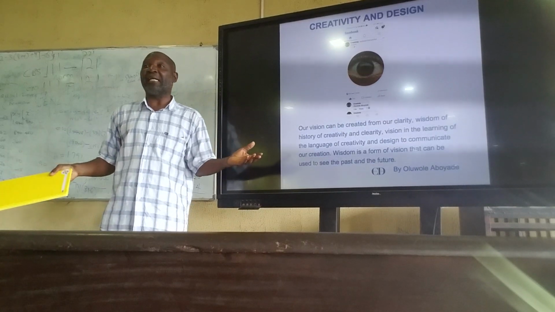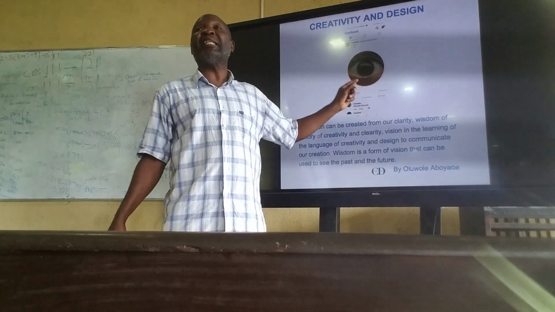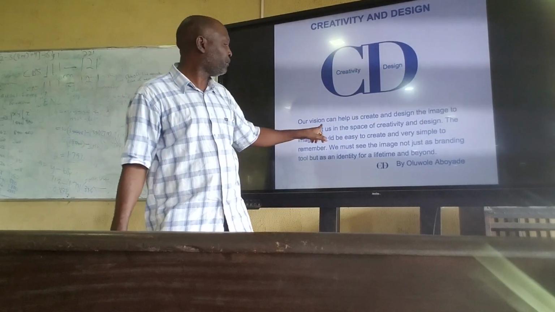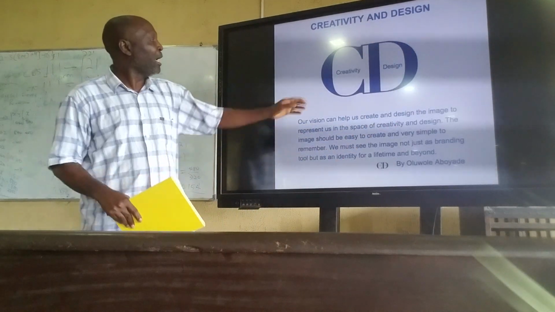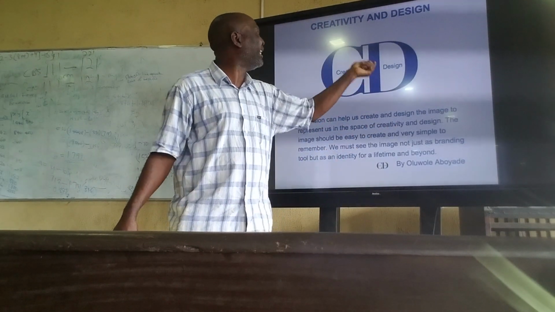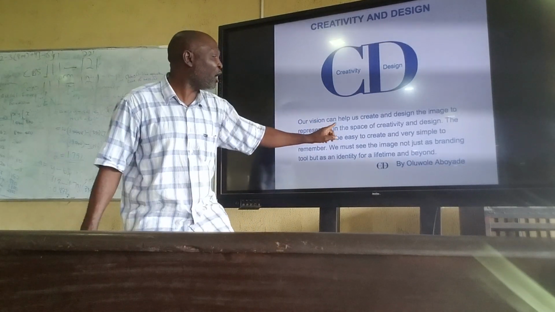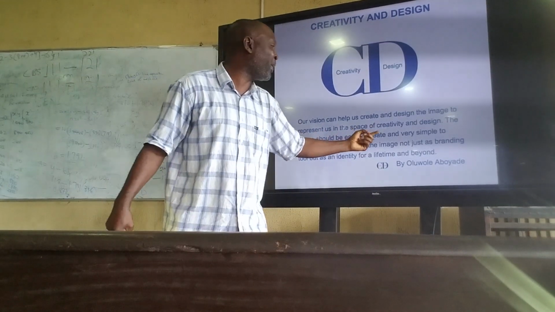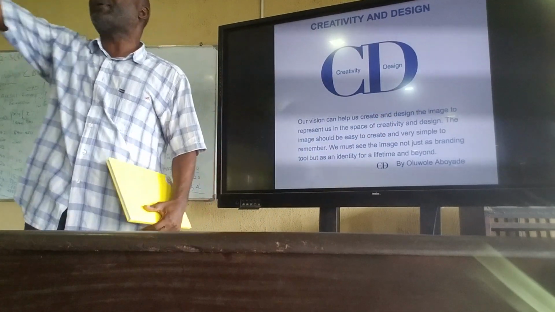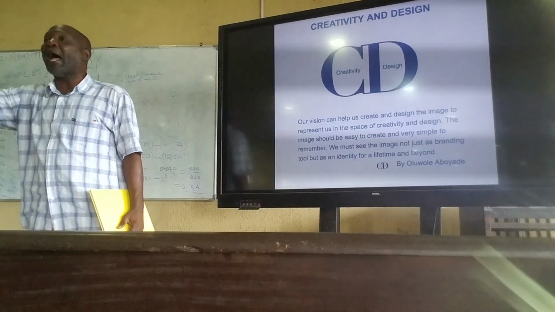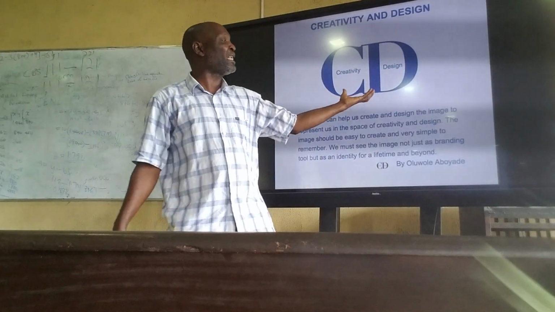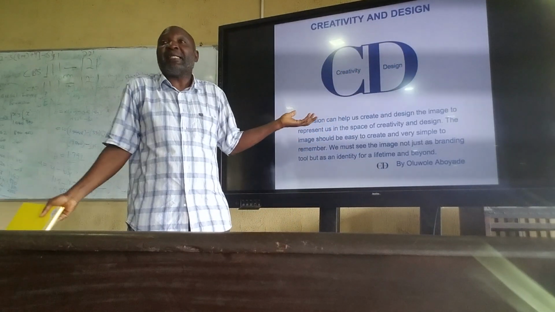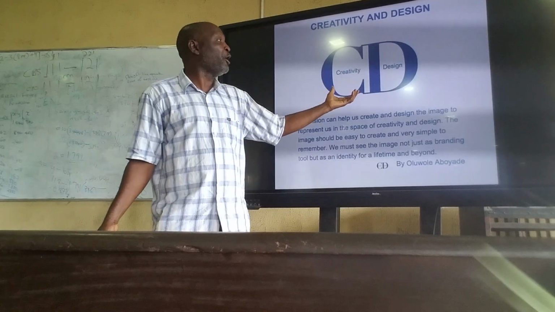You must understand that. So now, once you have the ability to see from learning history and language, you will be able to do what? To create. You will have what we call creativity and design. And our vision can help us to create and design the image to represent us in the space of creativity and design. The image is what we call branding. A logo, like Apple has its own logo. In this class, this is our logo here. Creativity and design. It's just simple CD. It's not complicated.